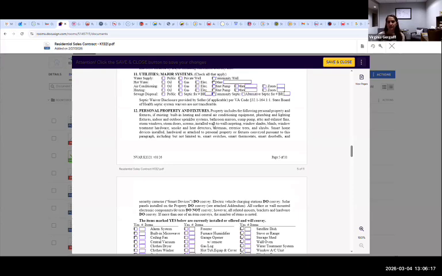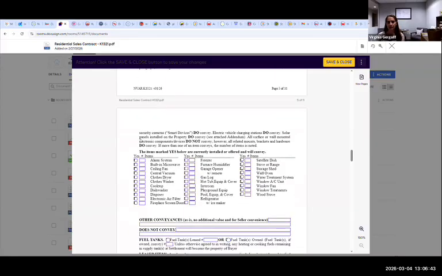Sprinkler systems, bathroom mirrors, sump pump, exhaust fan, storm door, storm windows, doors, screens, wall-to-wall carpeting, window shades, blinds, treatments. Again, if they have a very expensive window treatment and they do not want to leave it behind, it has to be specified. Smoke and heat detectors, antennas, trees, shrubs, and all that good stuff.